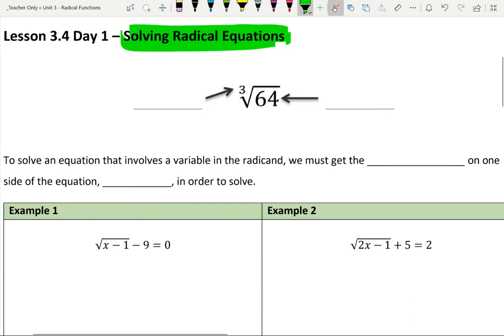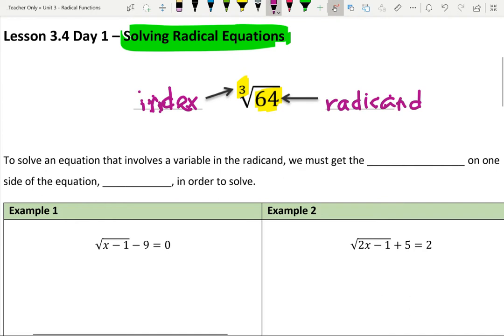Before we talk about solving radical equations, let's remind ourselves of some of the words that we've been using this whole time. For instance, the number that's under the radical symbol, we call that the radicand. So that's what we refer to when we see the word radicand. And this number that's floating outside of the radical symbol, we call that the index. That tells us what kind of root we are taking. The index there.